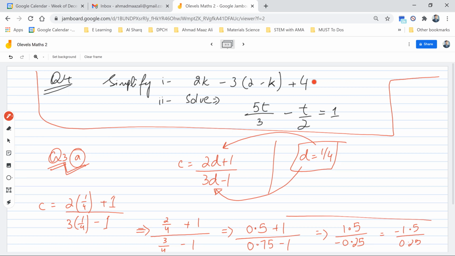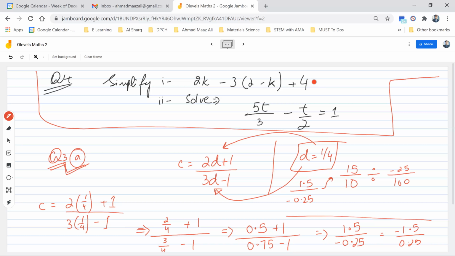Okay, start from here. Can I write 1.5 as 15 upon 10? Can you do that? Yes. All right, so 1.5 divided by minus 0.25. Can I do minus 25 divided by 100? It will be 0.25, right?